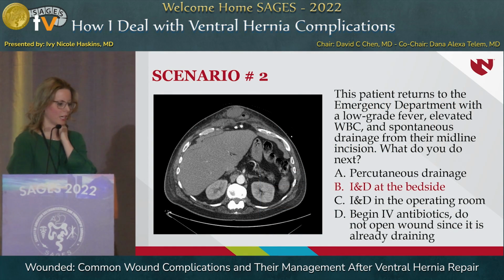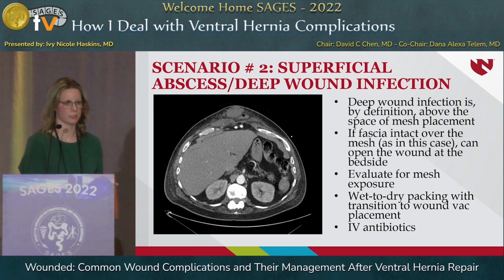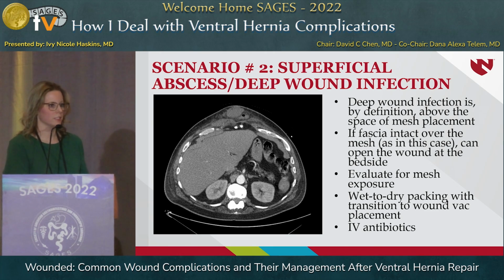So the answer is B, I and D at the bedside. This patient has a superficial abscess, which is above the anterior fascia. Their mesh is in the retrorectus space. So a deep wound infection, by definition, is above the space of the mesh. If your fascia is intact, it's reasonable to open this wound at the bedside, although, of course, you also want to evaluate the integrity of your fascial closure and make sure that you don't have any exposed mesh.